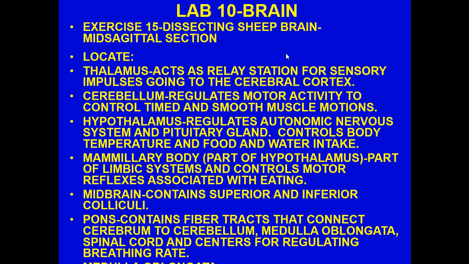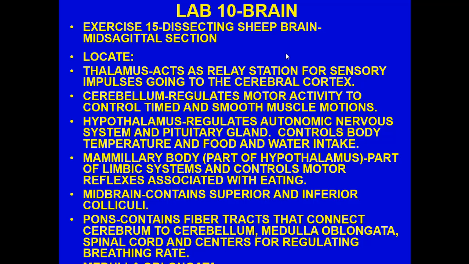And then they also know when to stop, which is pretty cool when you think about all the motions, and they're keeping balance at the same time. Now, the hypothalamus, this is extremely important, and they consider this now more or less the master gland. It regulates the autonomic nervous system and pituitary gland secretion, and controls body temperature, food and water intake. There's a structure called the mammillary body, which is part of the hypothalamus and part of the limbic system, and controls motor reflexes associated with eating.